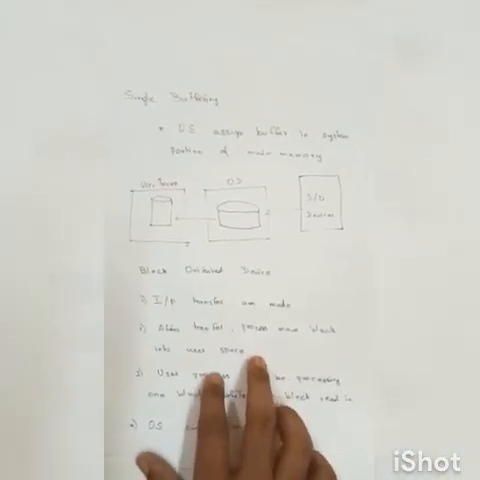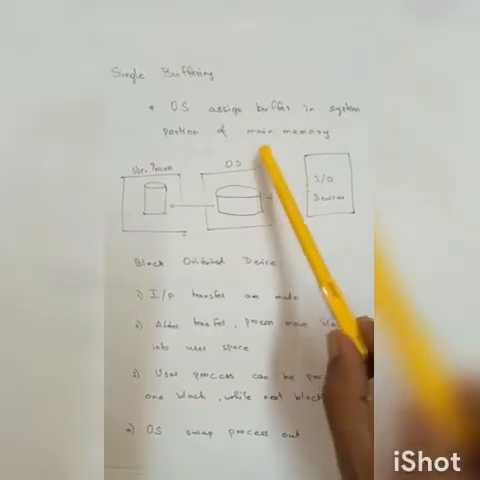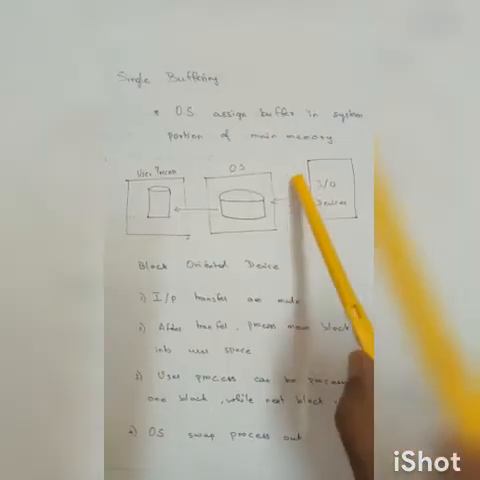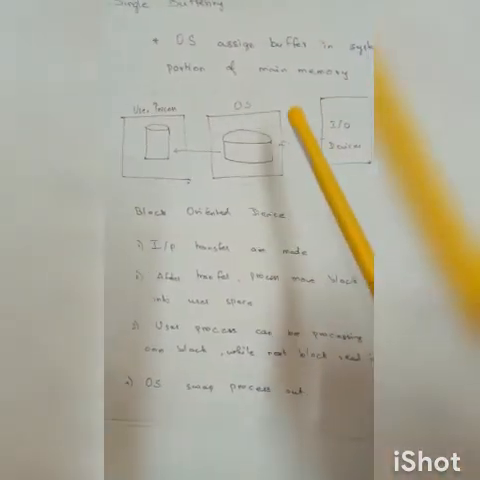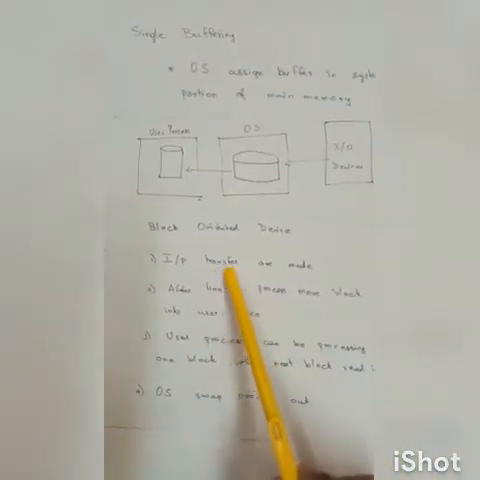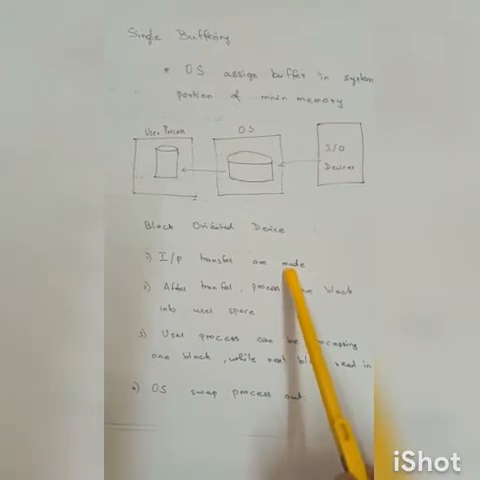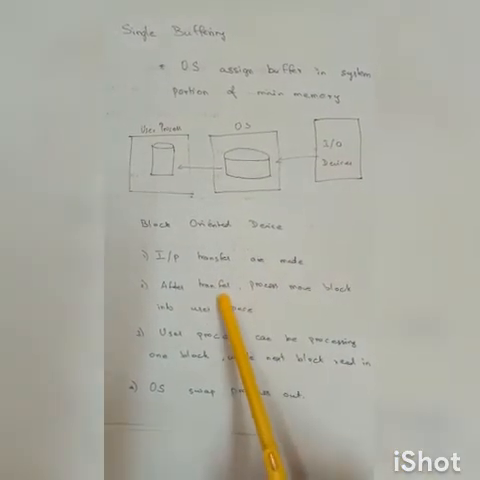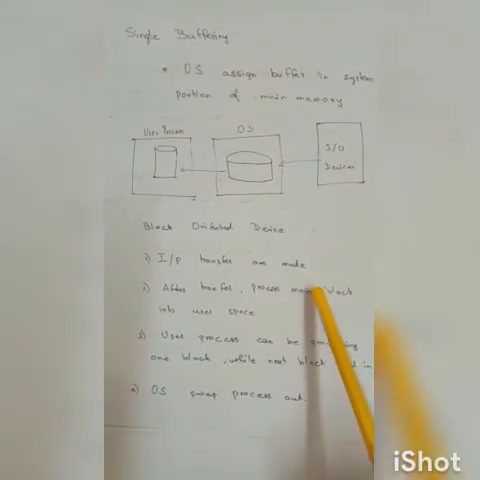Now, single buffering. The operating system assigns the buffer in the system portion of main memory. It takes a portion of main memory, not the entire thing. So how does it work? It's very simple. Input transfers are made. It creates what type of transfer has to happen, and the transfers are made. After the transfer, the process moves the block into the user space.